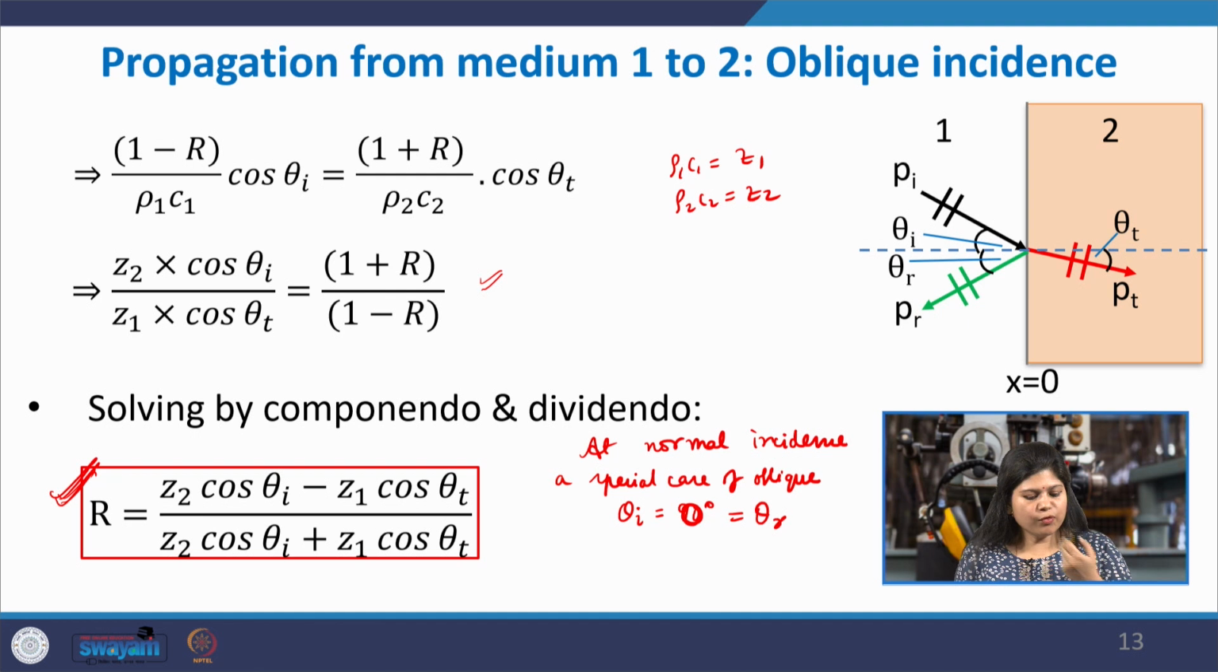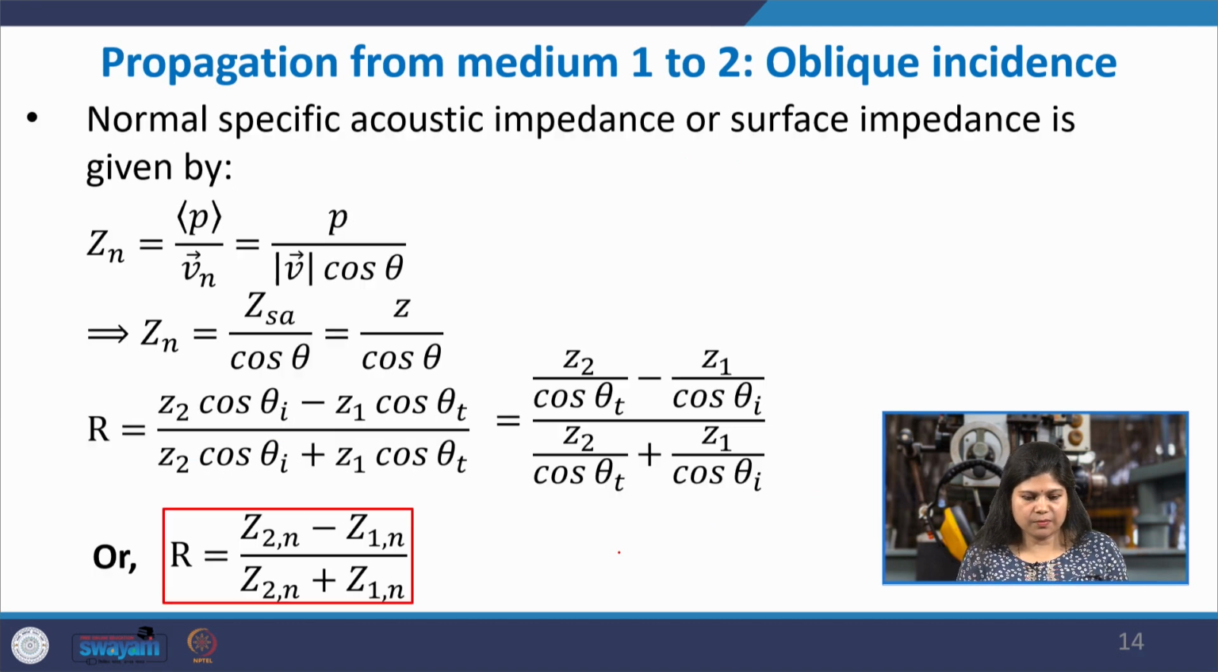If you equate this and solve using Snell's law, then ultimately you would end up with Z2 minus Z1 upon Z2 plus Z1. This is for you to solve and see for yourself that normal incidence can be thought of as a special case of oblique incidence.